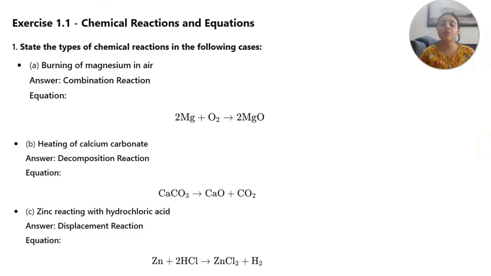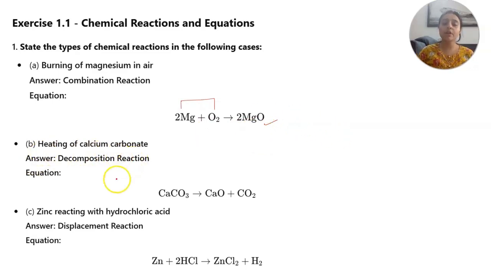So now it's time for NCERT questions. Let us see what the exercise questions are asking you. Exercise 1.1, chemical reactions and equations. Here you need to state the types of chemical reactions in the following cases. As you can see, burning of magnesium in air. Two elements are being combined and a synthesis or combination reaction is taking place, and they are forming one compound, that is magnesium oxide.